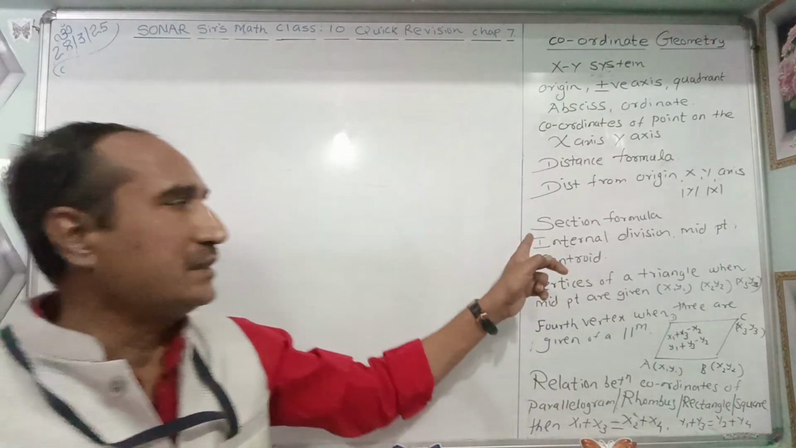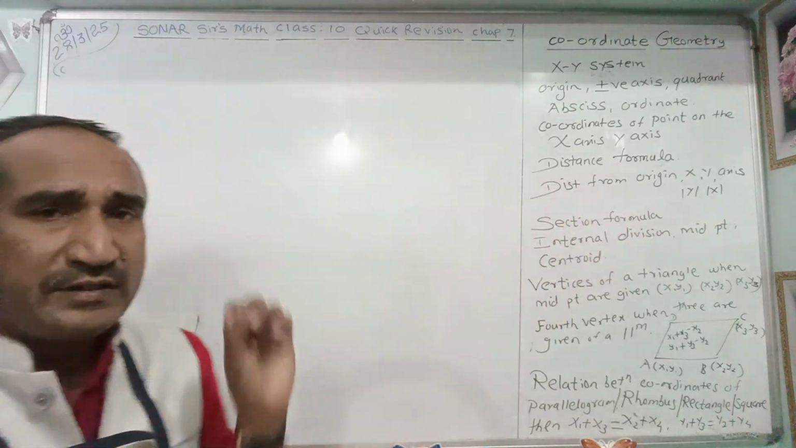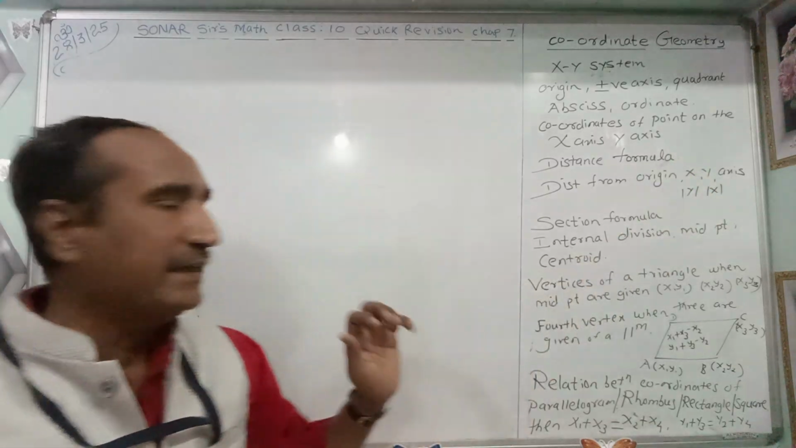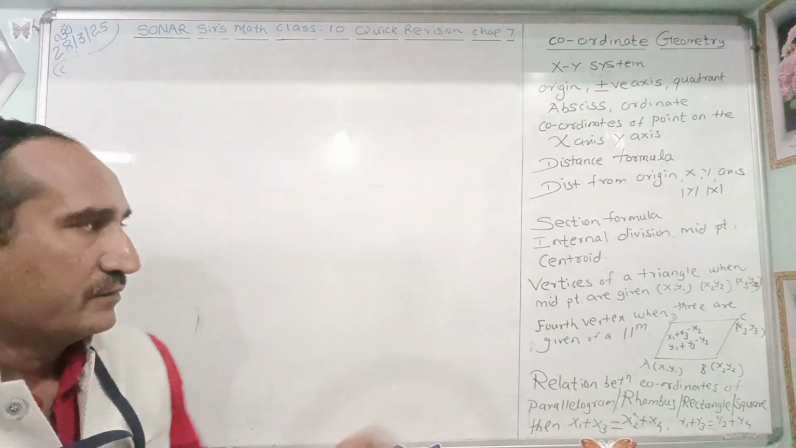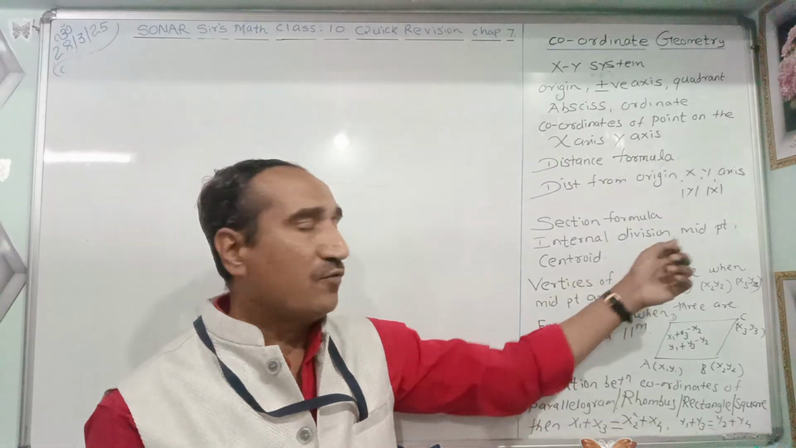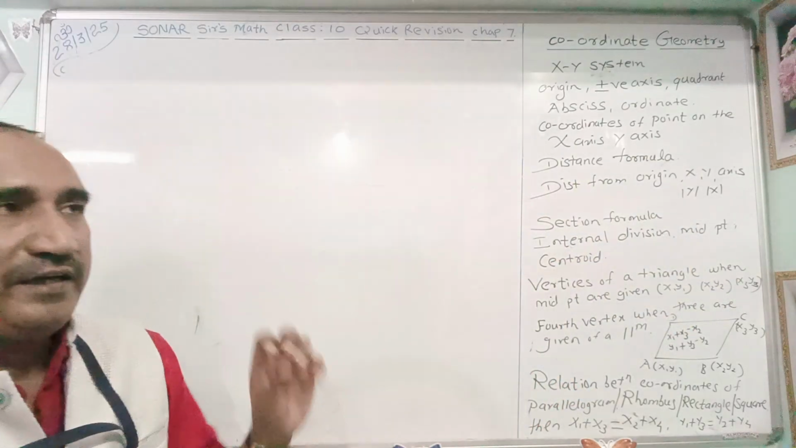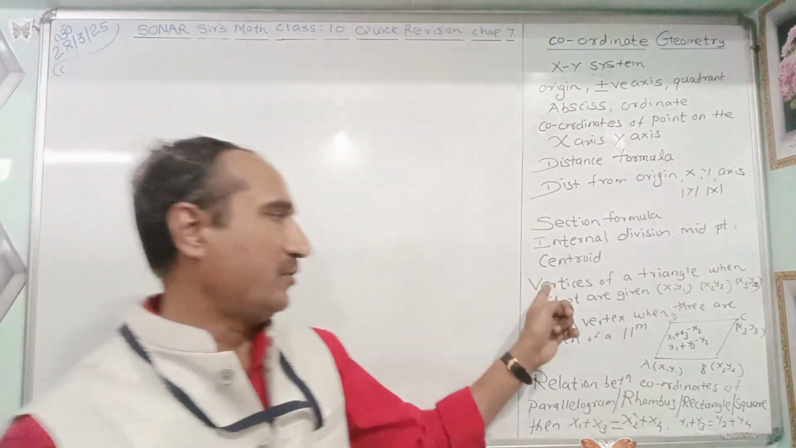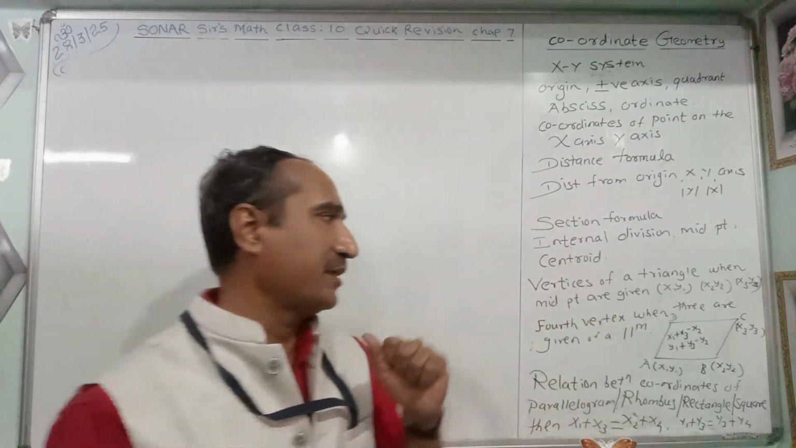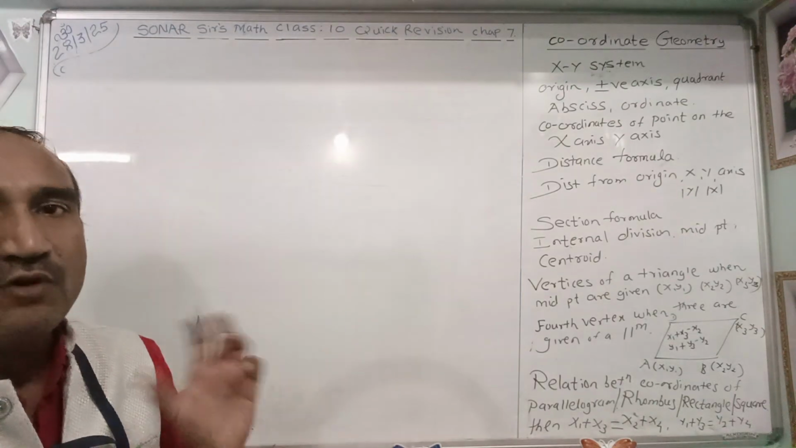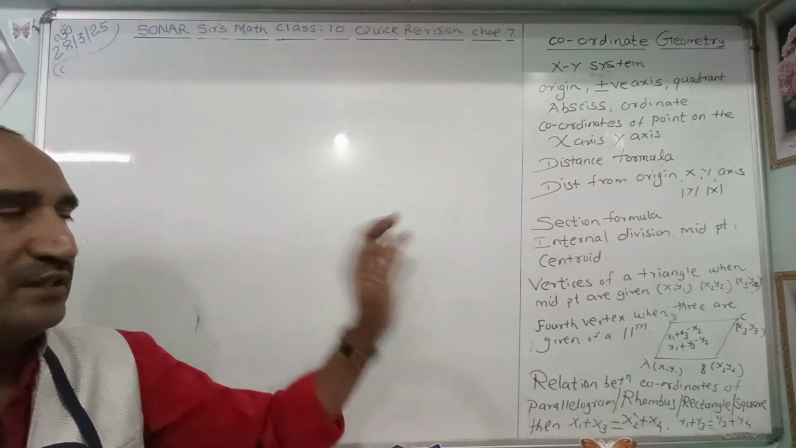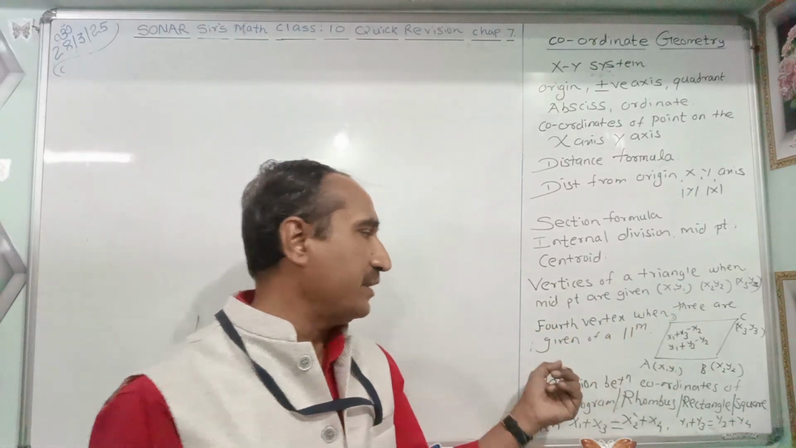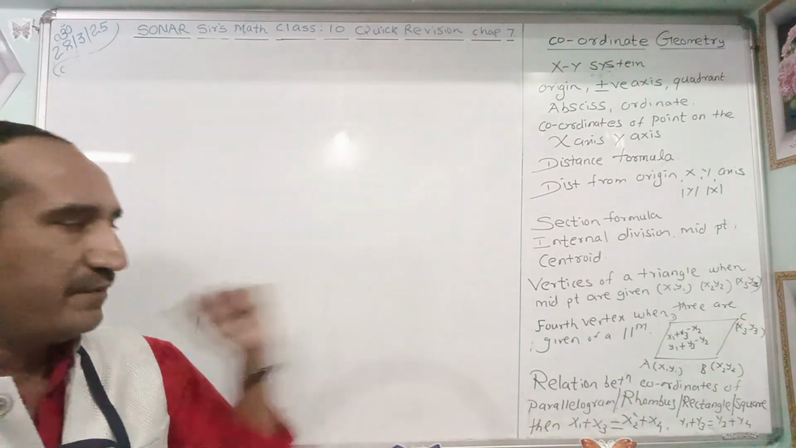Then we'll go for the section formula. In the section formula, there are internal division, the midpoint formula and then the centroid formula. Vertices of a triangle: find the third vertex. There are questions like this. We'll discuss the formula for when two vertices or midpoints are given, how to find the third vertex or missing vertex. Then the fourth vertex when three vertices of a parallelogram are given.